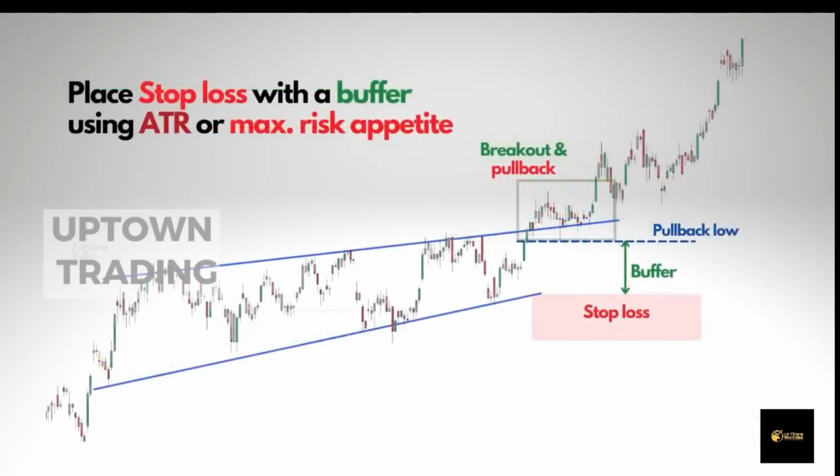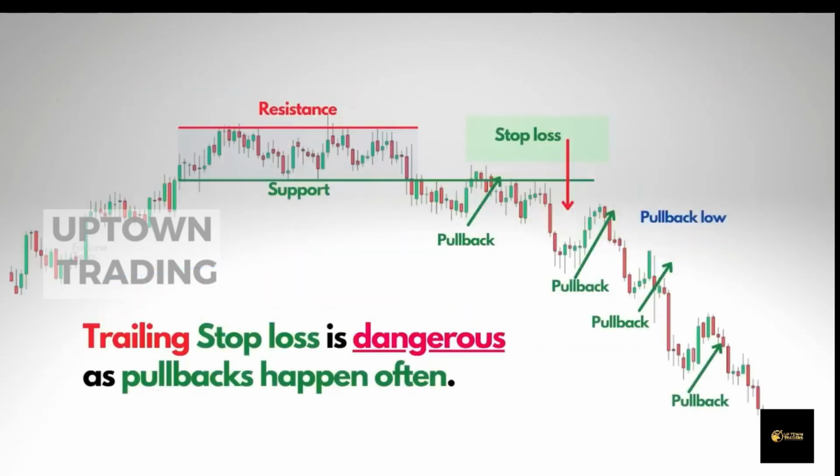Now talking about the stop losses, you have to place the stop loss below the pullback low in case of a breakout on the upside, and make sure to add a suitable buffer based on your risk potential, or you can even use the ATR indicator to do the same. It is always better to stay cautious as to not move your stop loss to break even, because this is a very dangerous and unprofitable thing to do. And the reason for this is that pullbacks happen so often in the market.